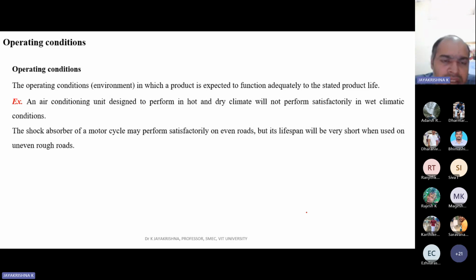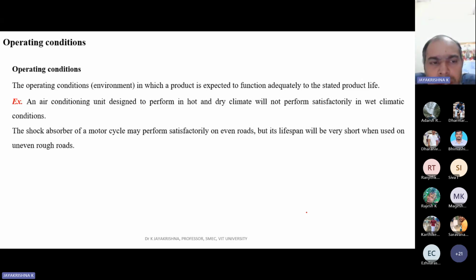One example is air conditioners. Of course, summer has started everywhere. We are in India, so we are trying to use an air conditioner. Normally, this air conditioner will perform very well in a hot climate or dry climate. But when the climate is so wet, what happens?